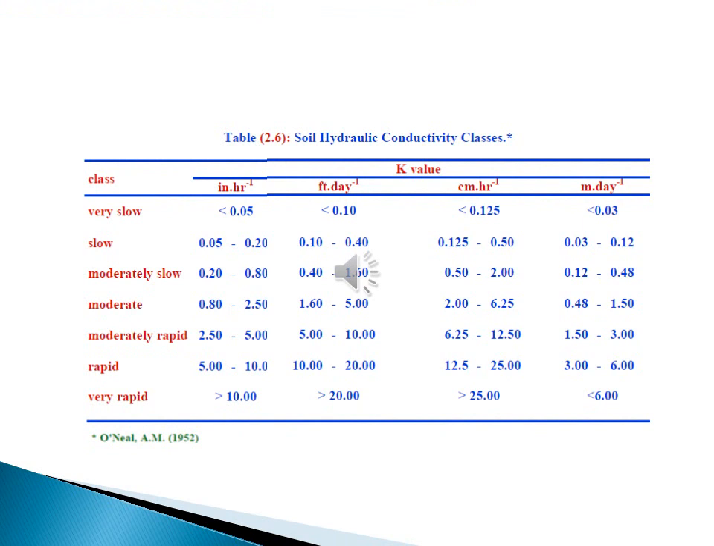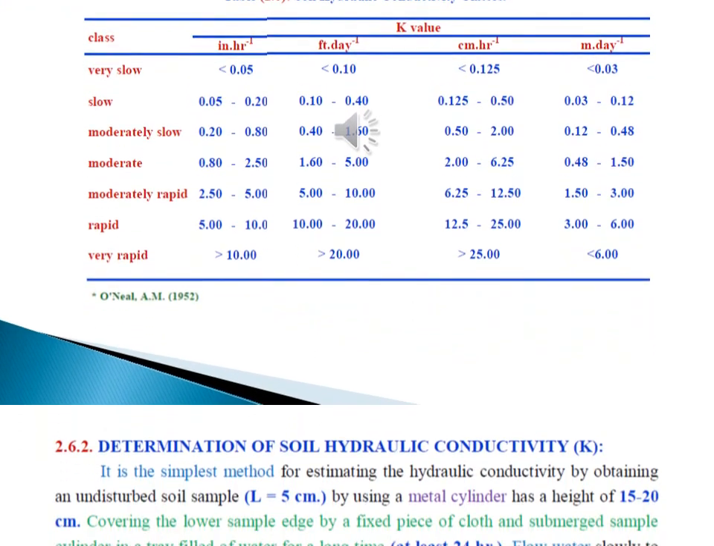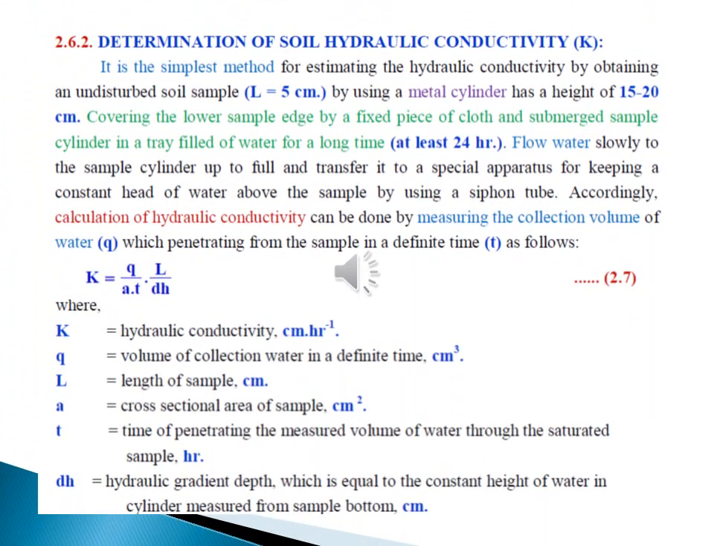Table on soil hydraulic conductivity and its values under different classes and dimensions. Look by yourself, my dear. Determination of soil hydraulic conductivity can be done easily in the lab by obtaining an undisturbed soil sample using a metal cylinder and measuring the collected volume of water penetrating from this sample in a definite time.